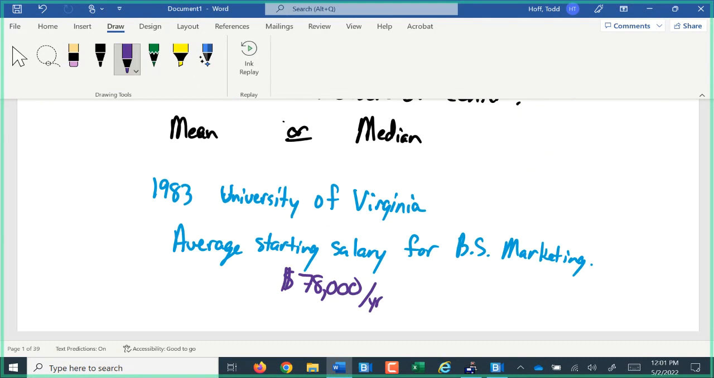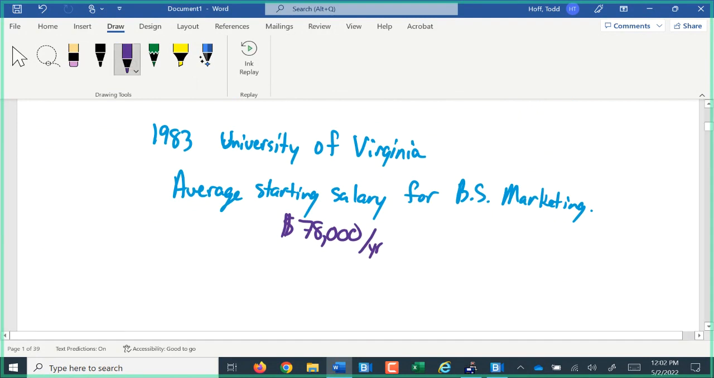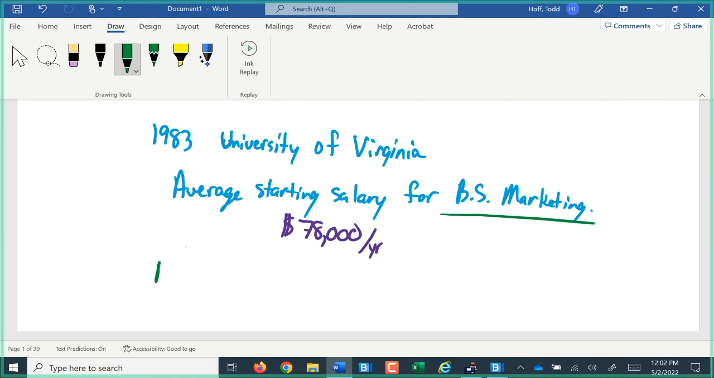But think back to 1983. In 1983, the average starting salary for a high school teacher was between $16,000 and $18,000 a year. $78,000 a year was a lot of money. Well, what they failed to disclose was that one of the graduates that year who did graduate with a BS in marketing was a student by the name of Ralph Sampson.